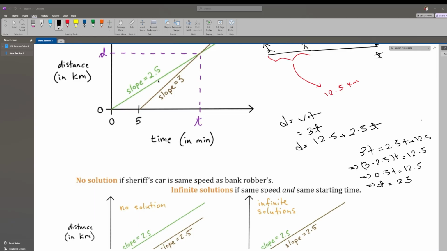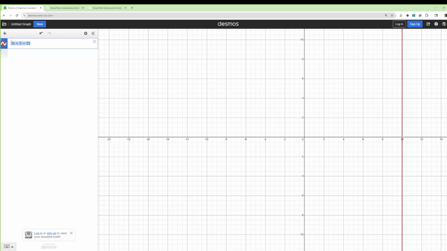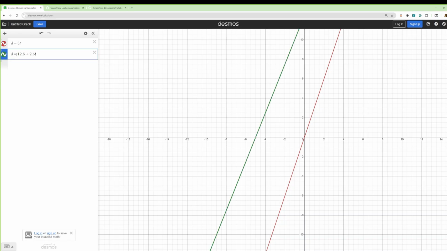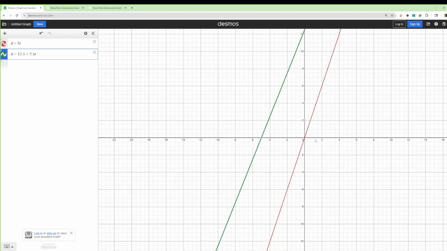Let's see if it is true or not. We are just going to plot this here in Desmos. d equal 3t, and there should be another one, d equal, I believe we had 12.5 plus 2.5t. If I'm not wrong, this should be the equation, right?